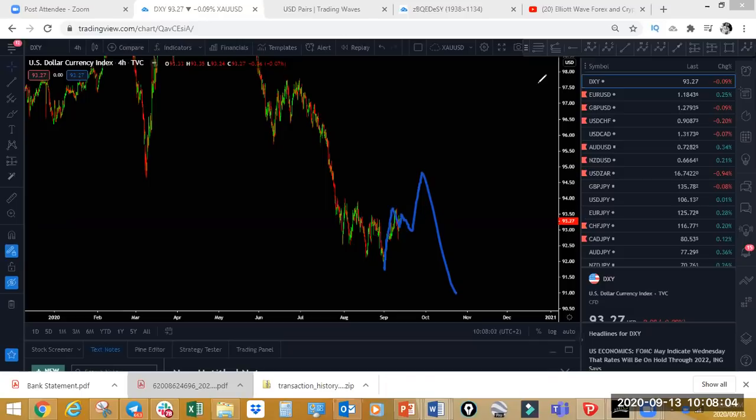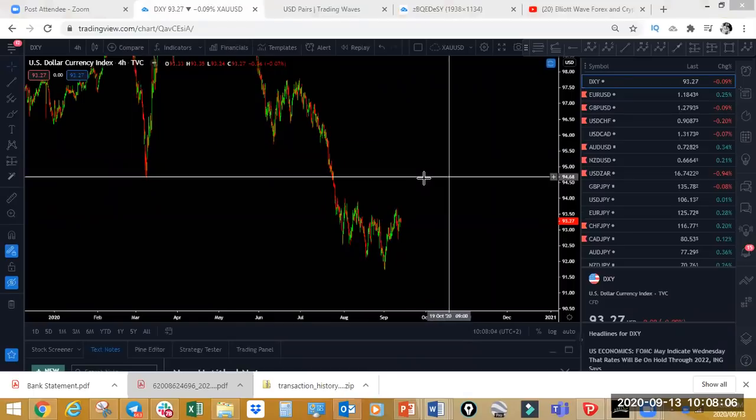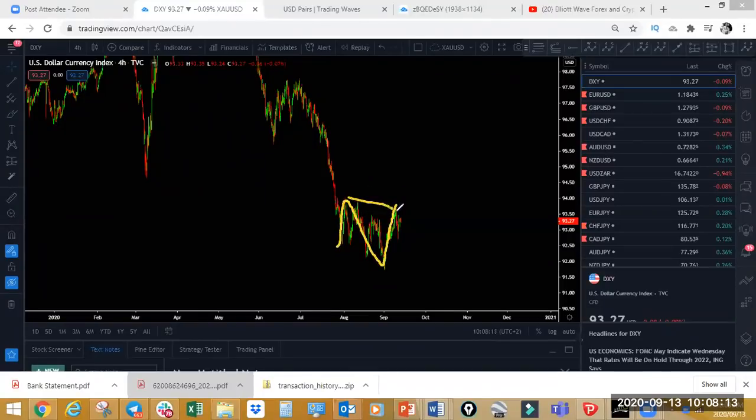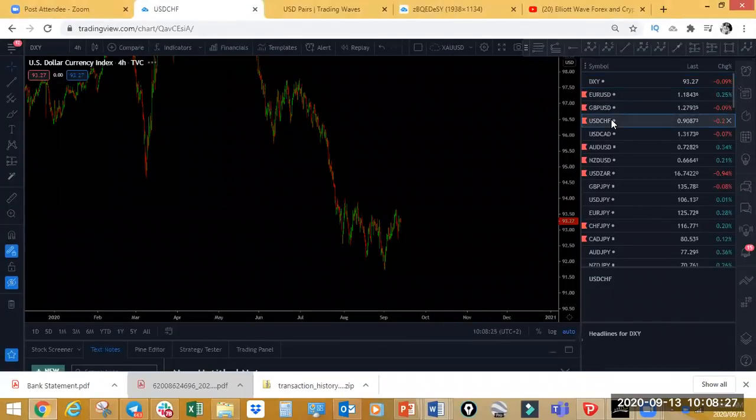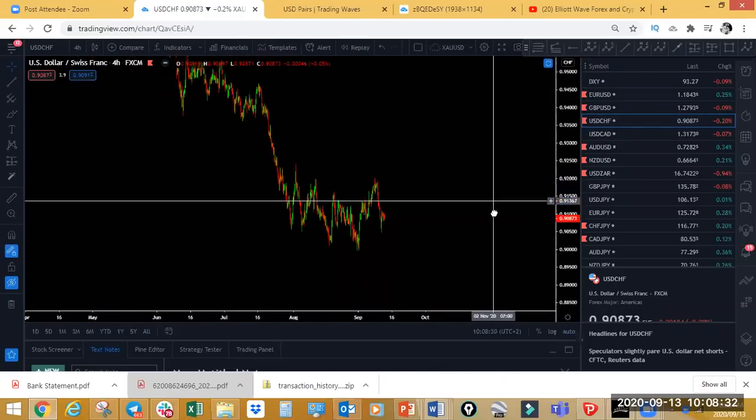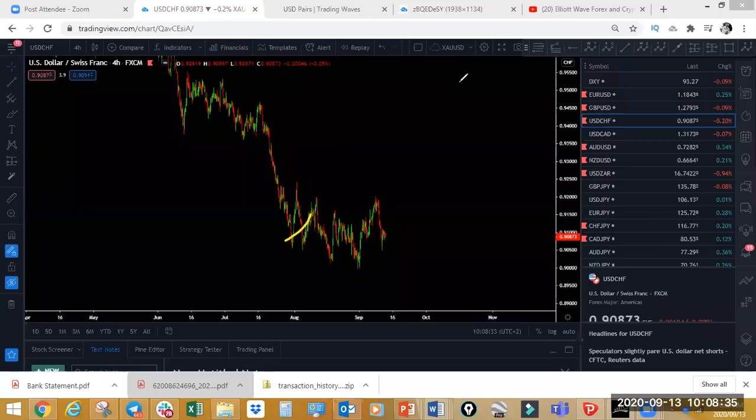Now, before I go to the DXY, I want to show you why I'm forecasting that the DXY should show a move to the downside. We're forecasting this move here, and we're looking for this one to make a continuation pattern to the downside like this. We have seen the exact same structure on US dollar CHF that has already played out. If we go to US dollar CHF, can you see that US dollar CHF is leading the DXY? We've got the exact same structure, and I'm going to show you the structure in detail.